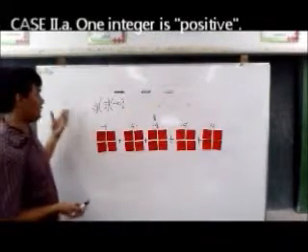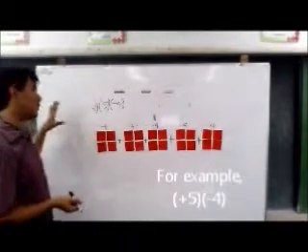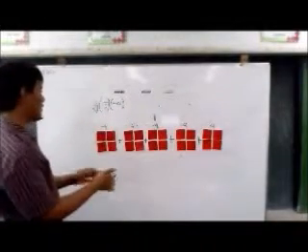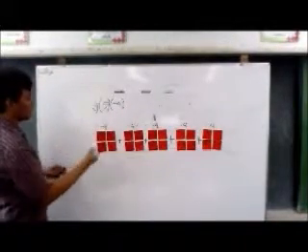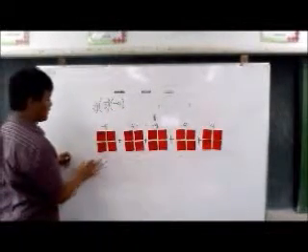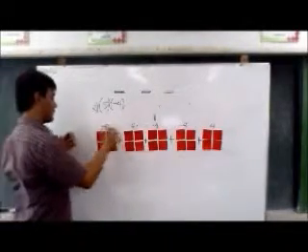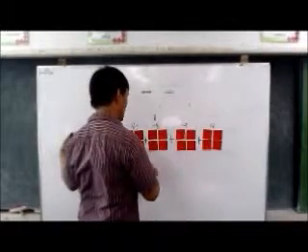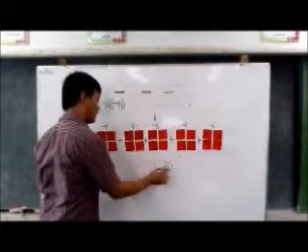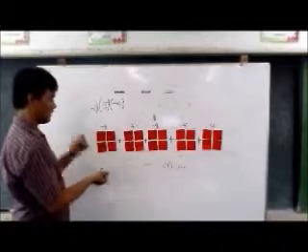We have 5 times negative 4. So we are to add 5 groups of negative 4 tiles. To illustrate them, we have here, summing them up together, we get 20 units of tiles, which is equal to negative 20.